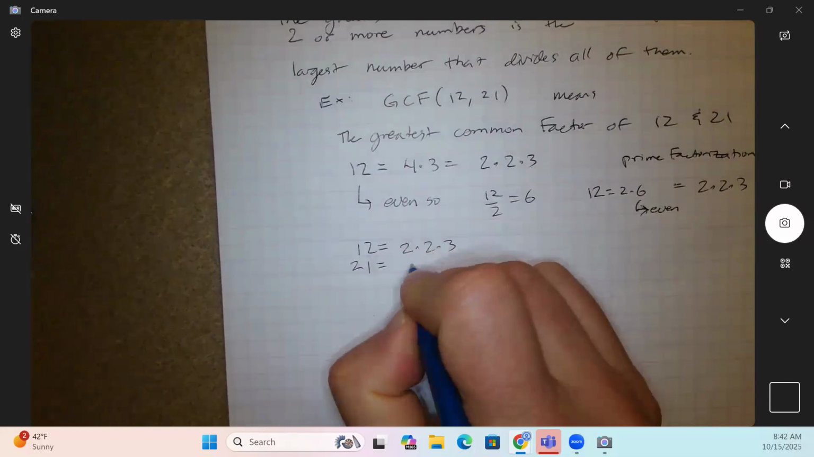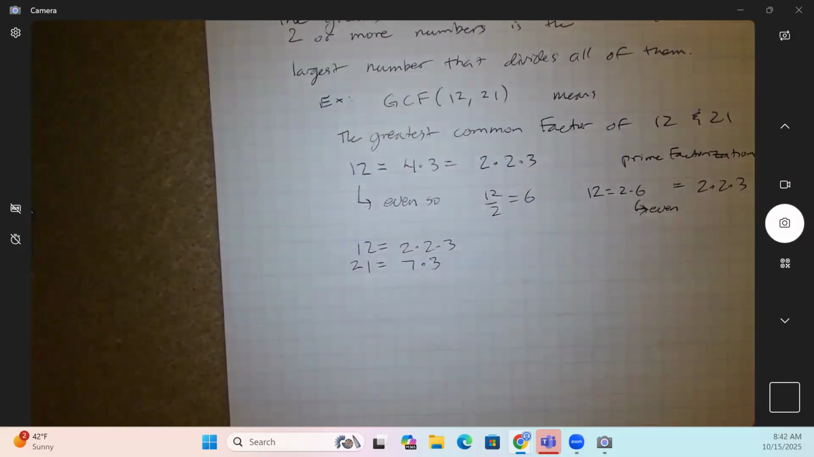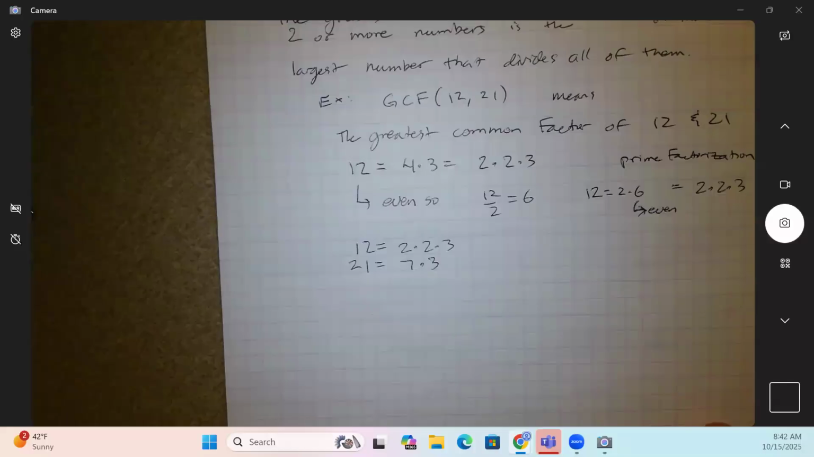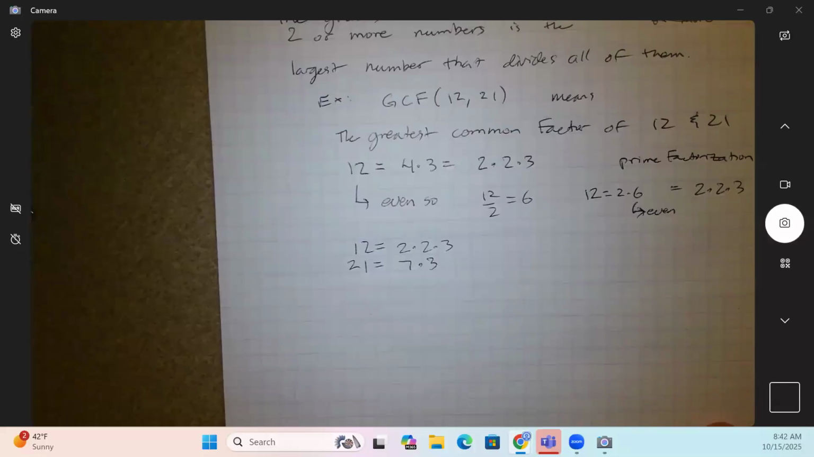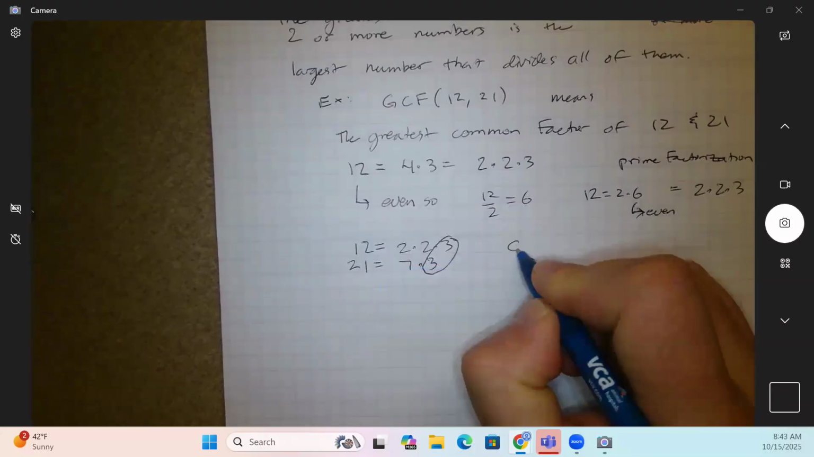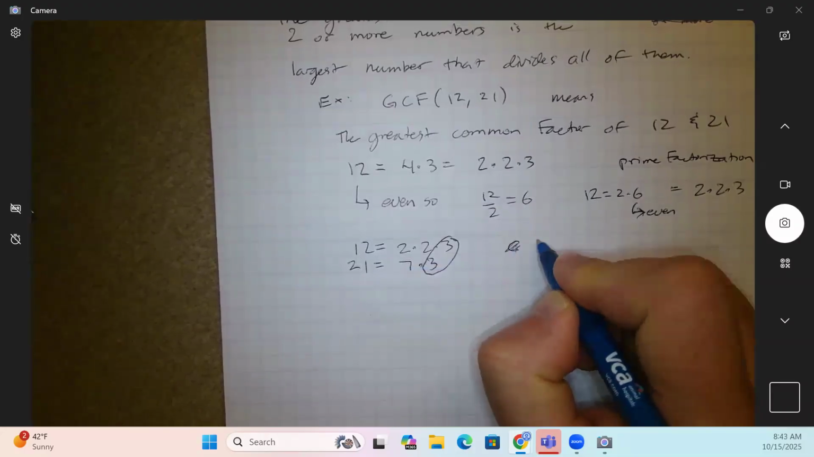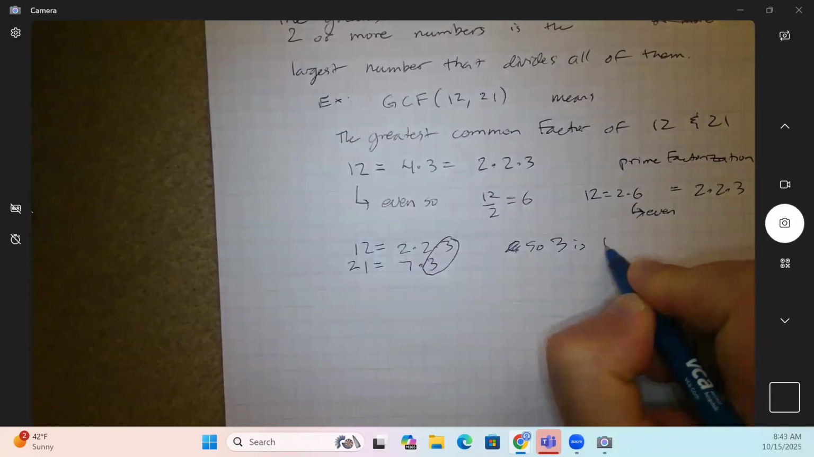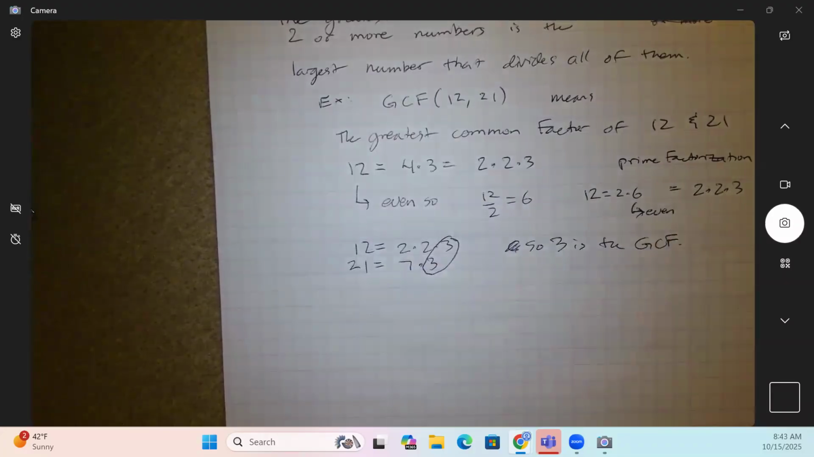And 21 is 7 times 3. And what's the largest number that's in both of these prime factorizations? 3. So 3 is the GCF, the greatest common factor.